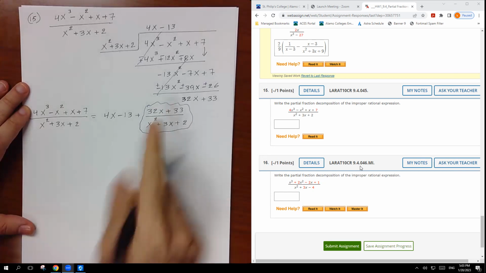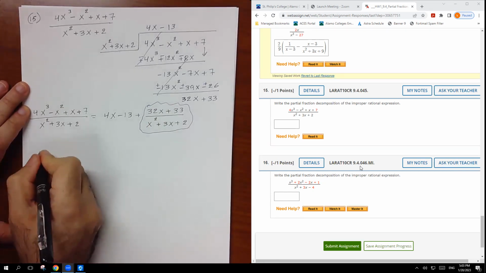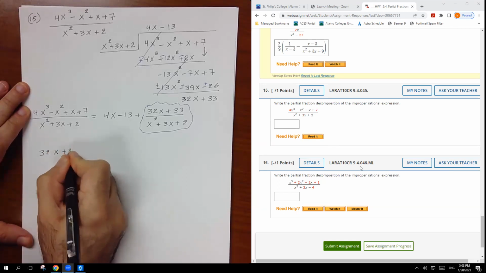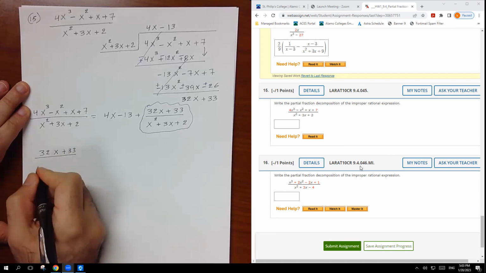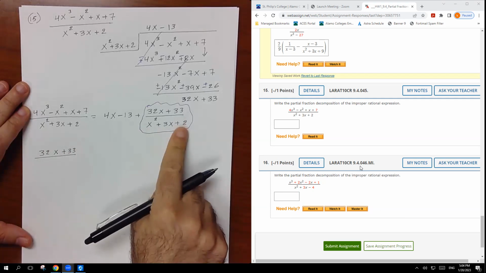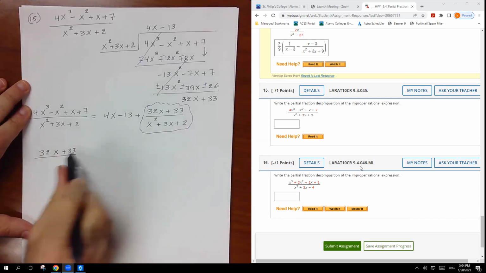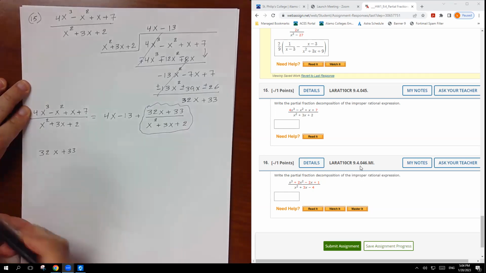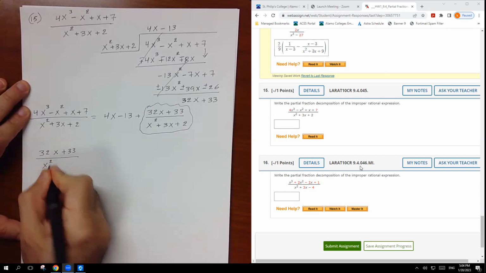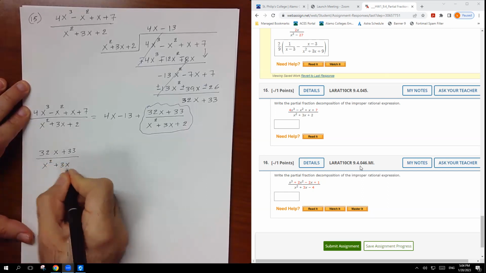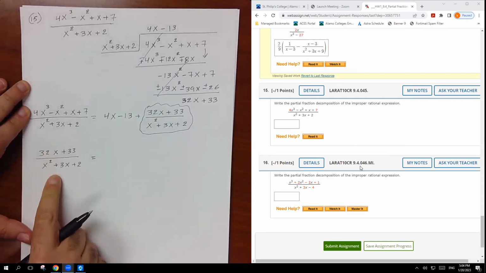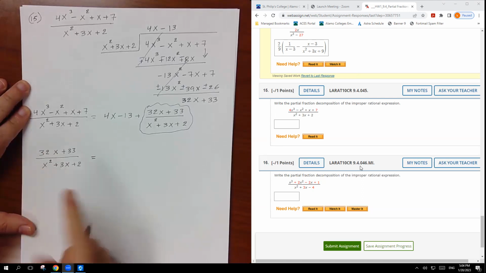So I'm going to write down this here, 32x plus 33 divided by x squared plus 3x plus 2. I can factor this one. So I'm going to factor it either way. Or we can do extra steps, it's fine. x squared plus 3x plus 2. Now this is less than this one, so it's a proper fraction. We're going to factor the denominator.